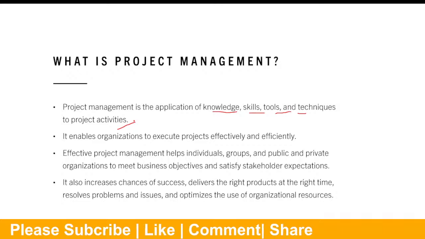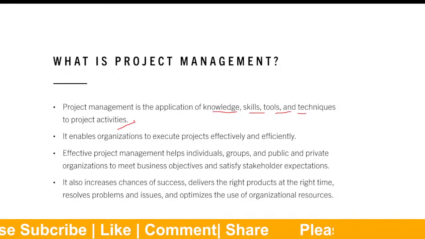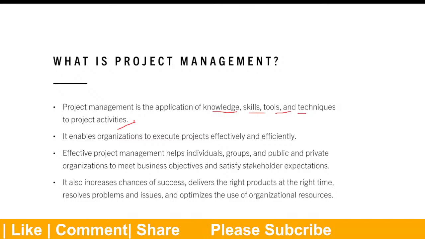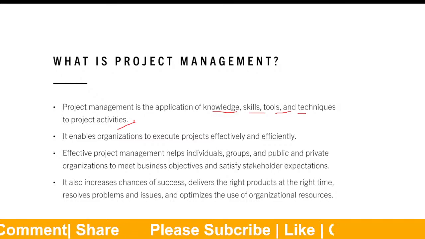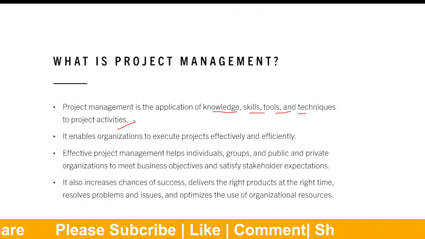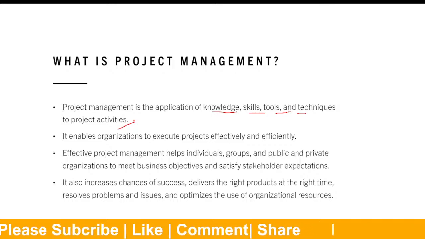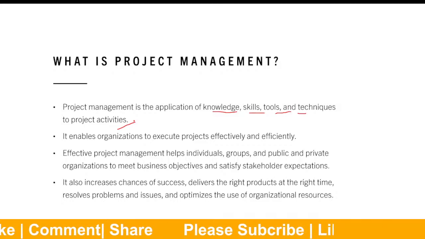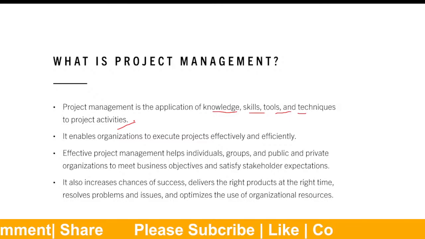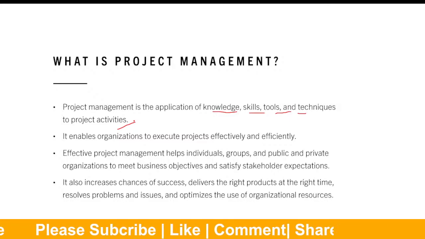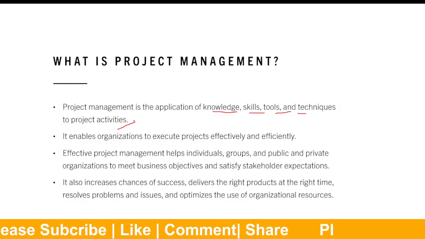If there is no project management, you will not know whether the project is successful or not. When you manage your projects, there will be a chance of success. There will be a chance that you are going to deliver the right products at the right time, resolve problems, and optimize the use of resources within the organization.